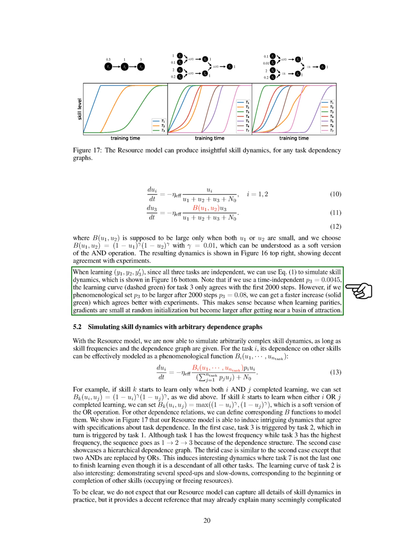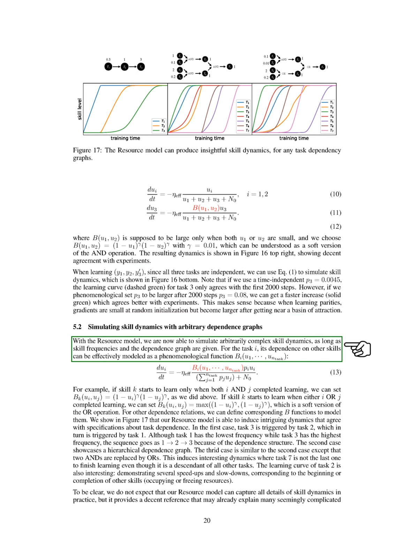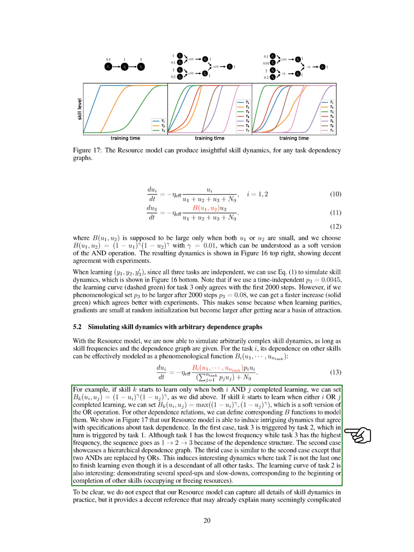Section: Simulating skill dynamics with arbitrary dependence graphs. In this section, we explore how to simulate complex skill dynamics using the resource model, given the skill frequencies and the dependence graph. For a specific task, we can model its reliance on other skills with a function. For instance, if a skill only begins learning after 2 other skills are completed, we can express this relationship mathematically. Alternatively, if learning starts when either of the 2 skills is completed, we can use a different function that captures this softer condition. We can define similar functions for other types of dependencies.